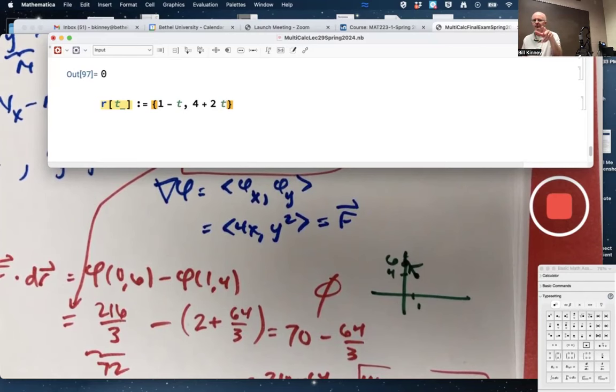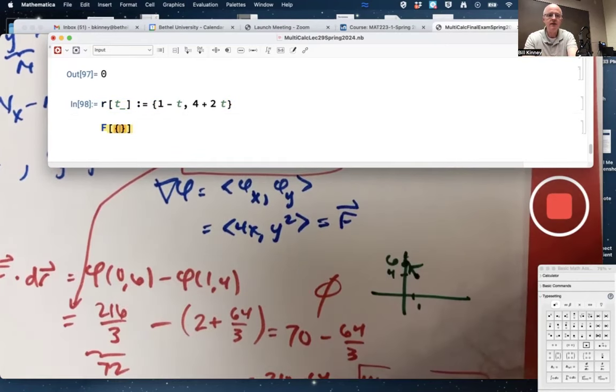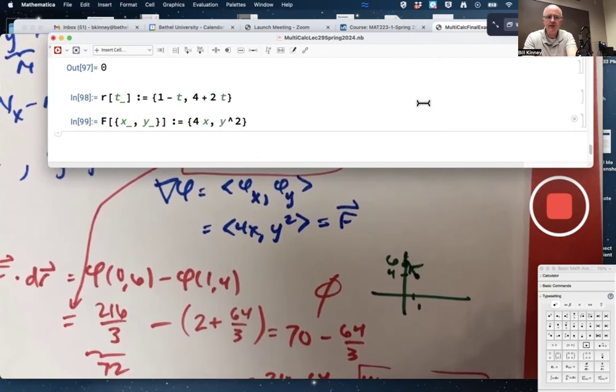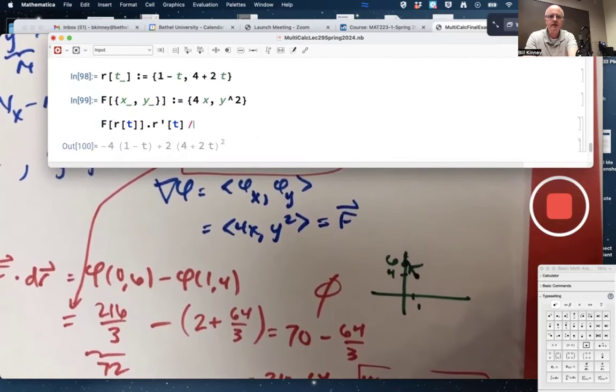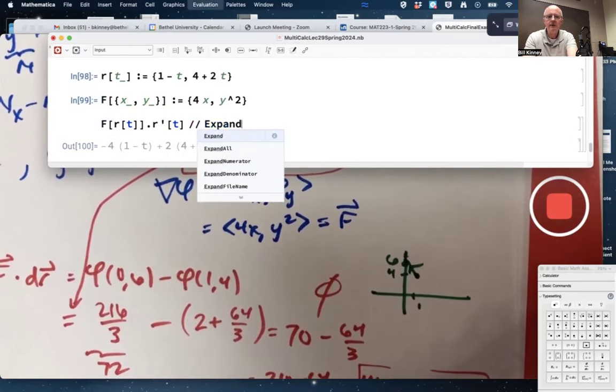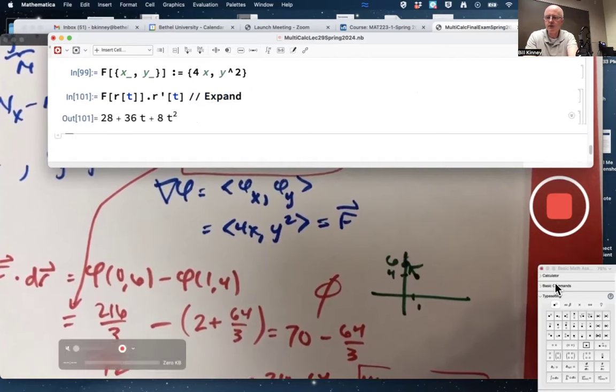Those are two quantities. The x going from 1 to 0 as t goes from 0 to 1, and the y going from 4 to 6 as t goes from 0 to 1. The vector field is 4x comma y squared. So the function I would integrate would be F of r of t dotted with r prime of t. That would be the function to integrate by hand as t goes from 0 to 1.